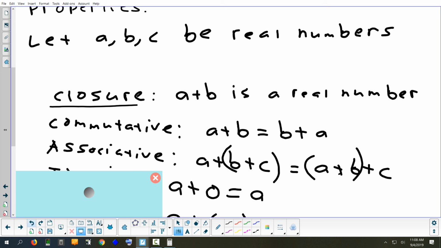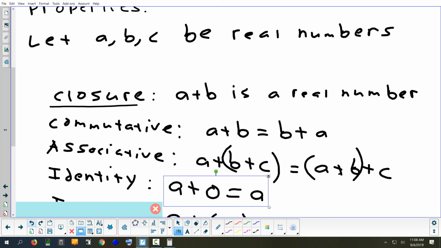And the identity property kind of makes sense here because if you add 0 to something, you get back exactly the same thing. You get back what you started with. It doesn't change it, right? And that's like think of your identity. Who you are is who you are. It doesn't change on a daily basis, right? Adding 0 doesn't change it.